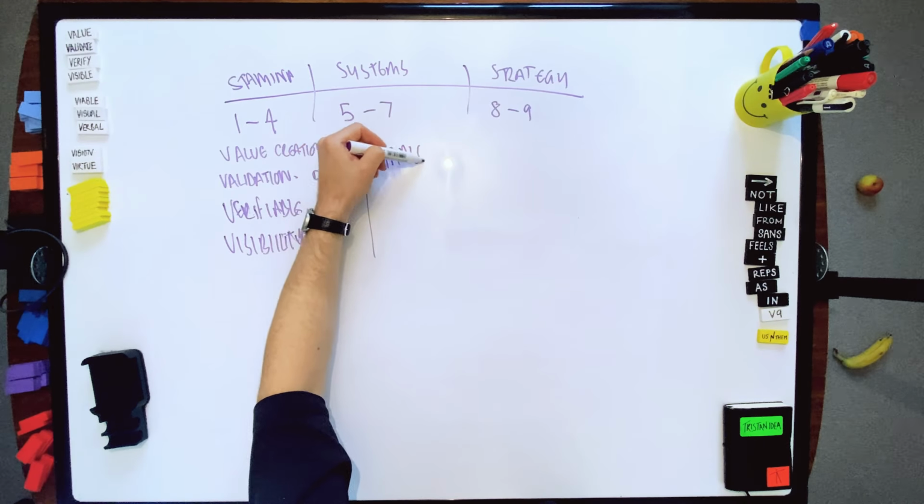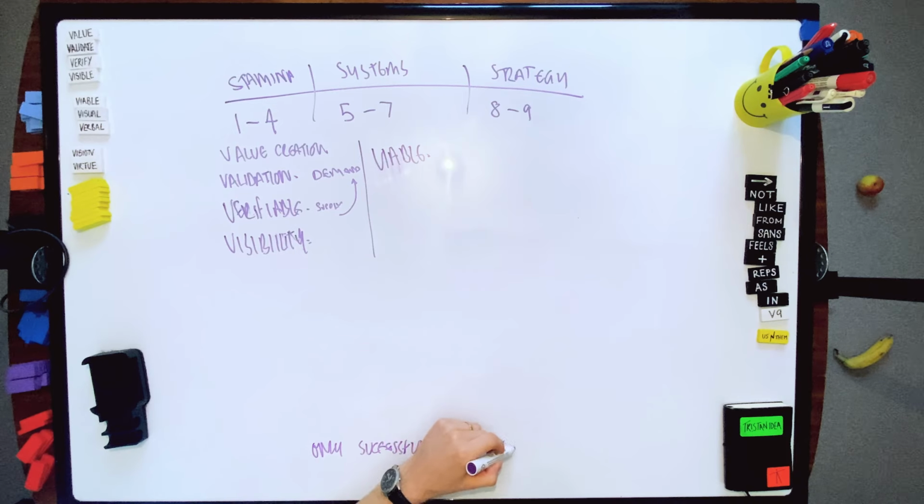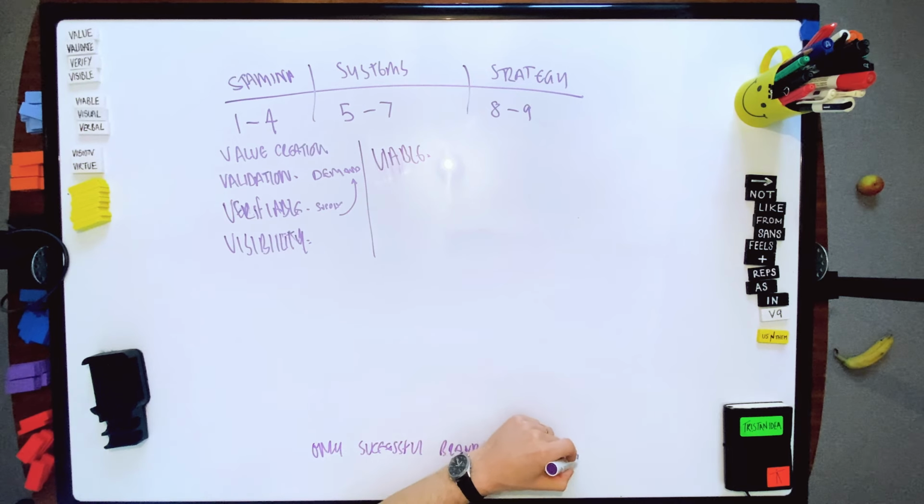The next one is to get viable. Now, viable is a bit of an annoying word. What you really want to do is remember that only successful brands emerge from successful businesses. If you don't make it profitable as a business, then you're never going to be able to go from a business to become a brand. And systems is the way you're going to do that.